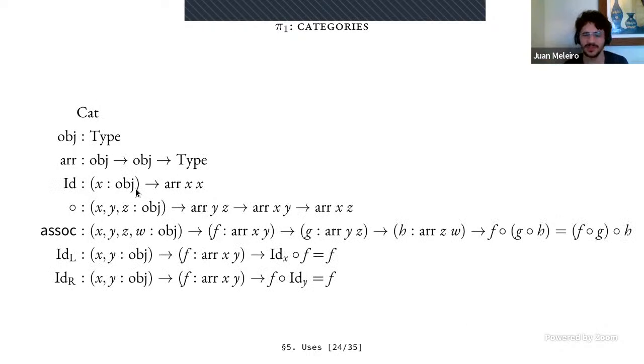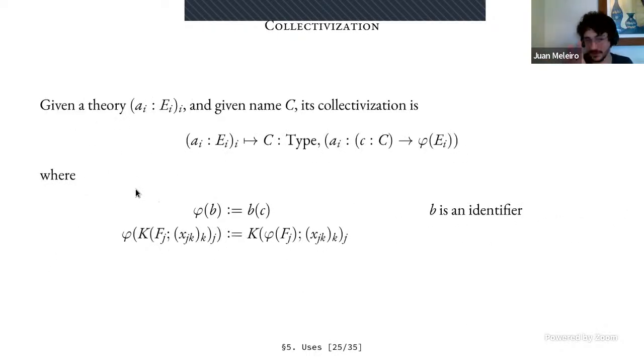So here's the process I call collectivization. We take a theory, remember, it's just a sequence of declarations. And we choose a name for the collective, and then we transform the original theory, the sequence of declarations here on the left, into another theory which starts with a declaration of a type for the collective of the structure of that theory. And then for every declared name in the original theory, we transform it to take a parameter in that type, the type of the collective.